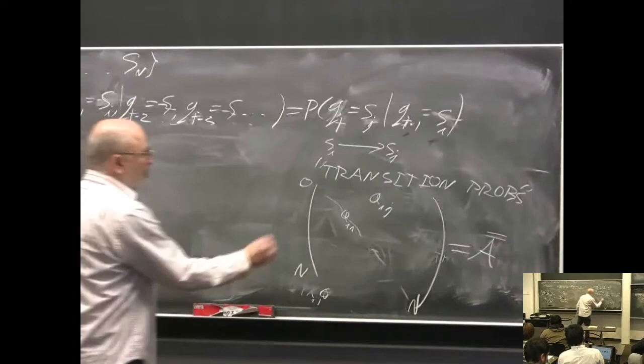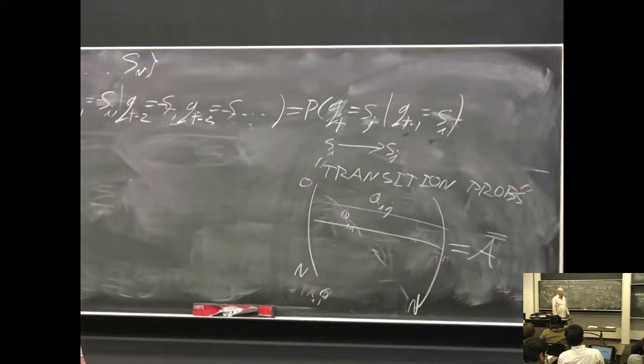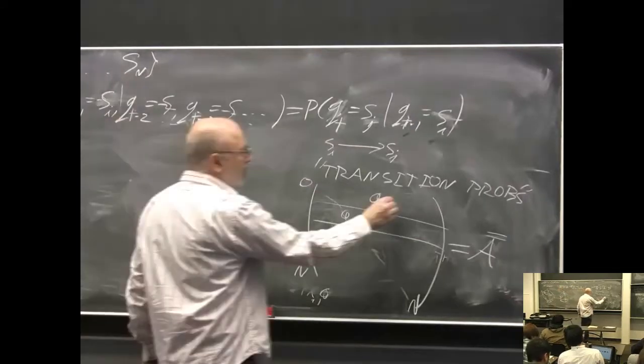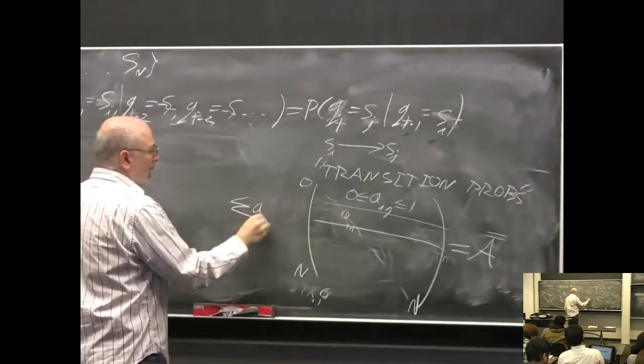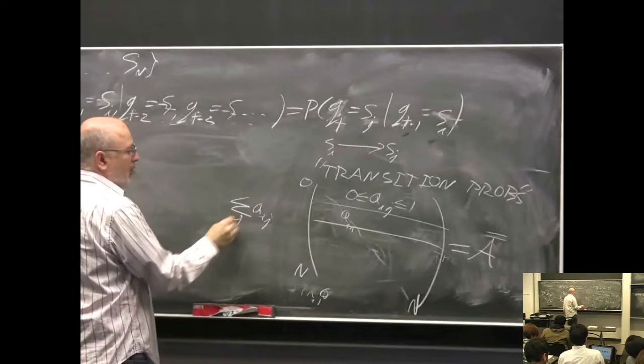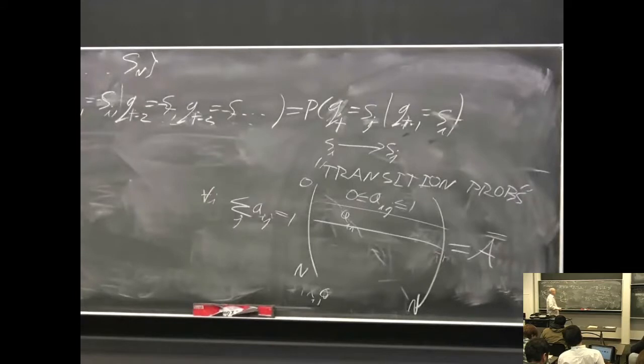Every row here represents a probability distribution. So every Aij is a number between 0 and 1, because it's a probability. And summing Aij over all j's should give me 1 for any i. Because if I stand here, and I can go either to here, so I forgot to put the self loops. And there are self loops here as well. Go from S1 to itself, go from S2 to itself, go from S0 to itself.